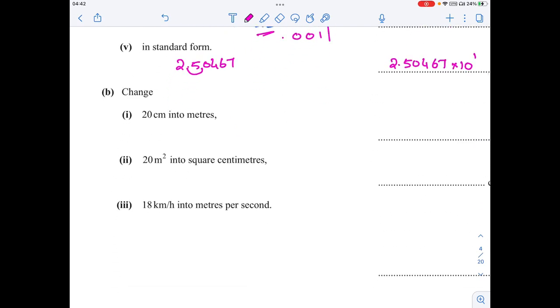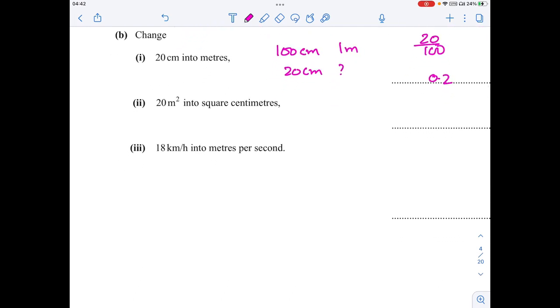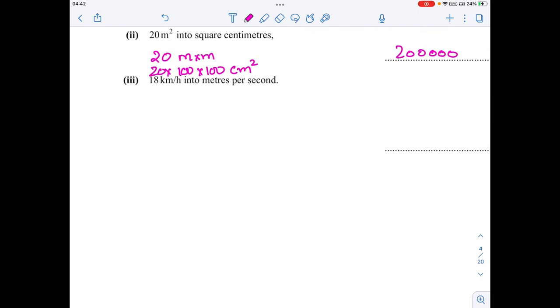Change 20 centimeters into meters. So we know that 100 centimeters is 1 meter. So 20 centimeters is how much? 20 divided by 100, which is 0.2. 20 meter square into centimeter square. Meter square means meter times meter. 1 meter is 100 centimeters. So what am I going to do? 20 times 100 times 100 centimeters square, which becomes 200,000 centimeters square.